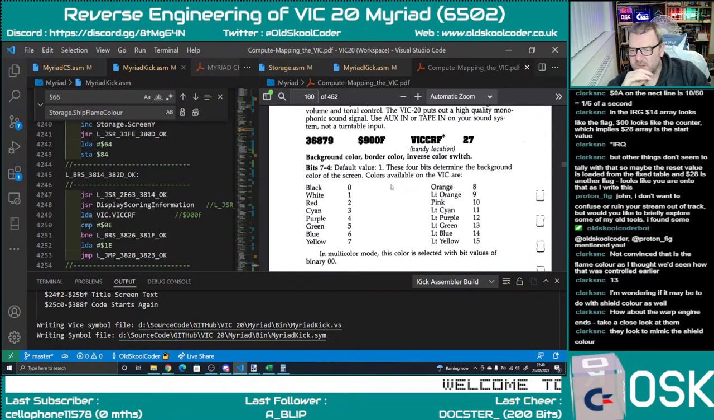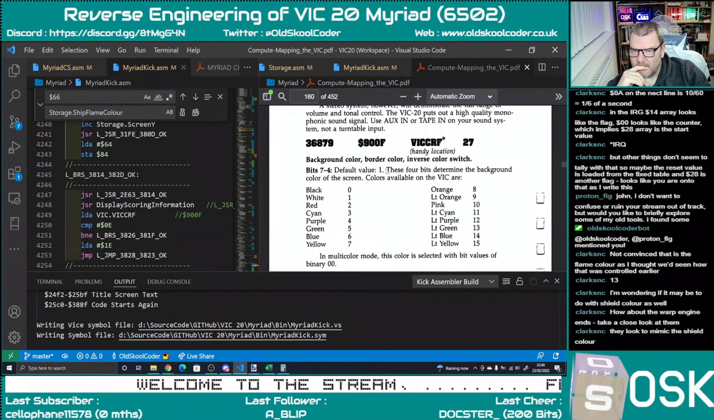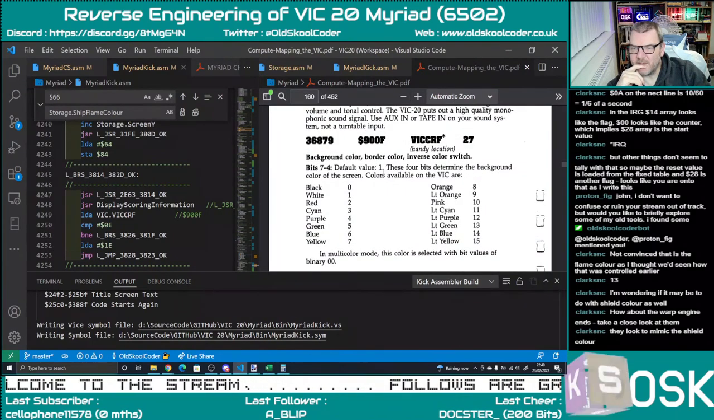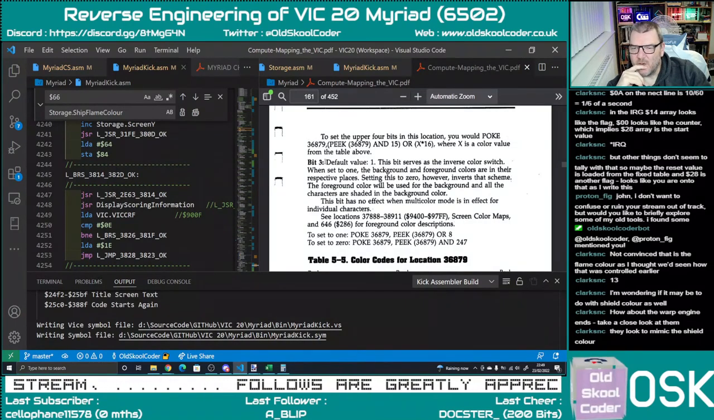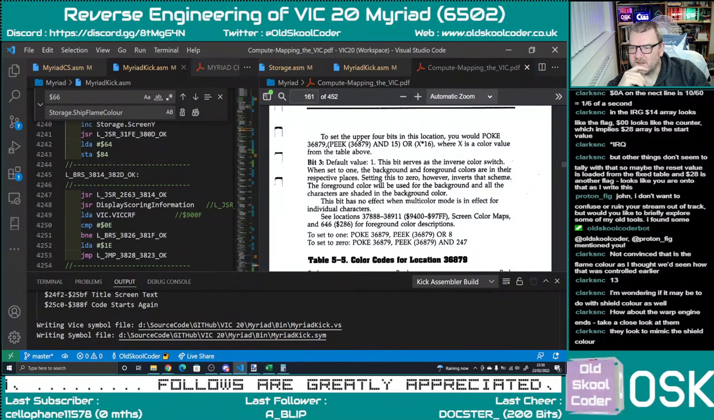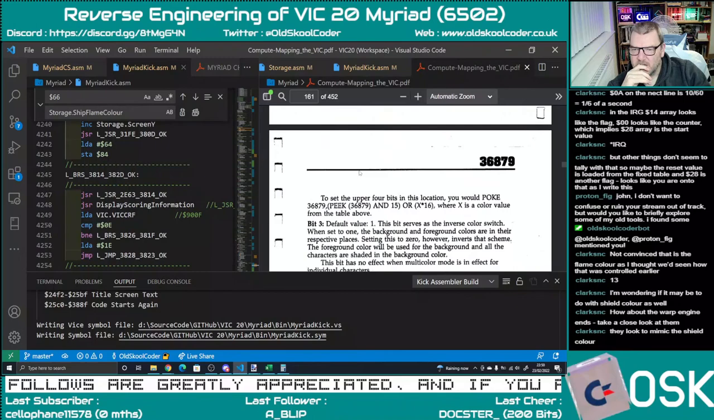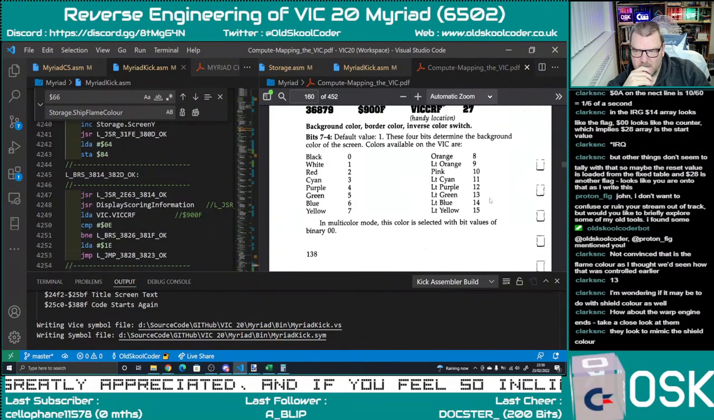Background border, inverse color. In multicolor mode, this color is selected with the bit values. So bit 47, these four bits determine the background color. Okay. Bit 3, default to 1. This bit serves as the inverse color switch. So it's that.